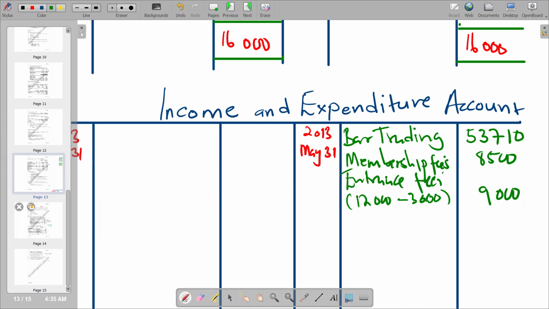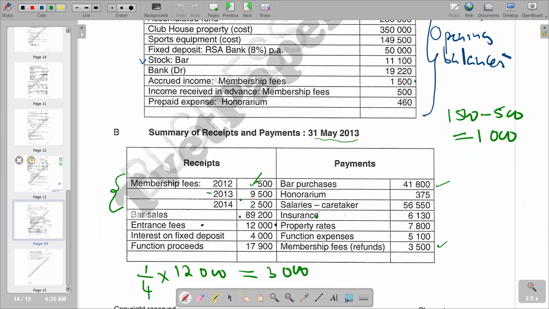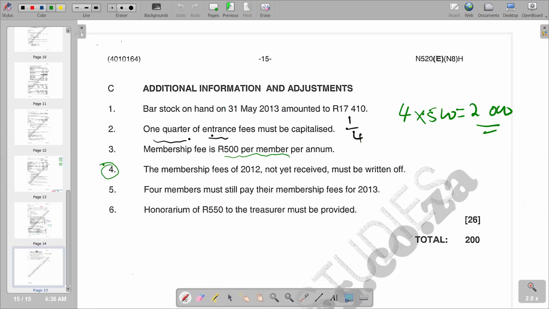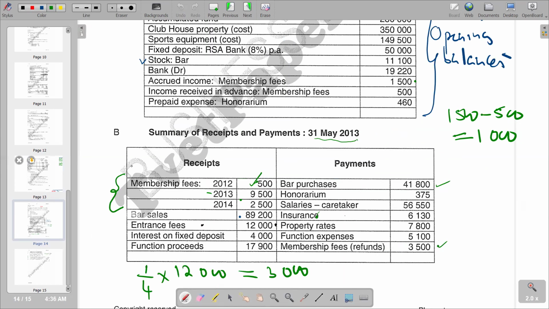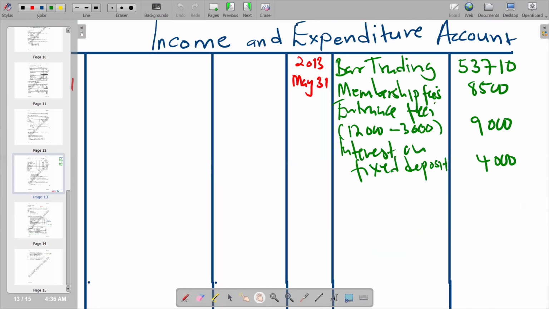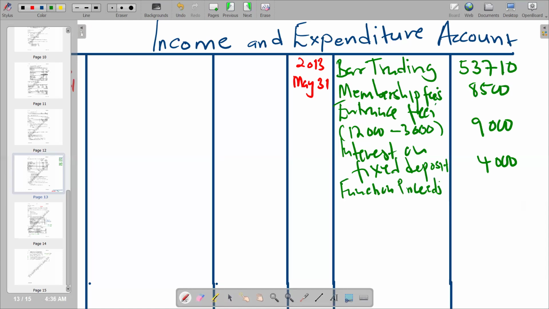After entrance fees, we have interest on fixed deposit, 4,000. So that's another income, interest. And just try to correct that. And we identify that as our 4,000. So we say 4,000. Then 17,000 function proceeds, but we do not have anything, so in that case, we say function proceeds. Identify this as 17,900. So this is what we have on the credit side.